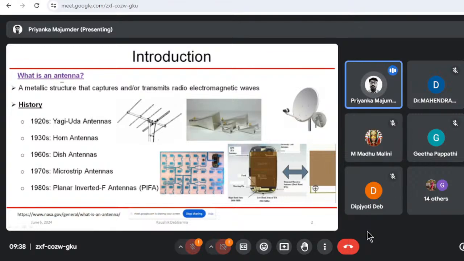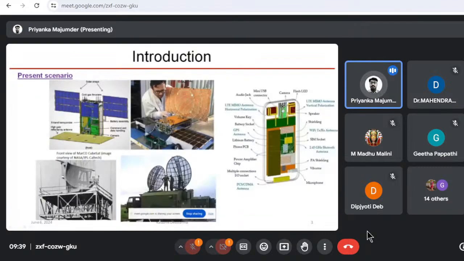So this is the basic history of how antennas evolved, and of course, after the 1980s, many more different types of antennas were developed and are still being developed for different applications. Let's look at some of the present scenarios. I found these things interesting.